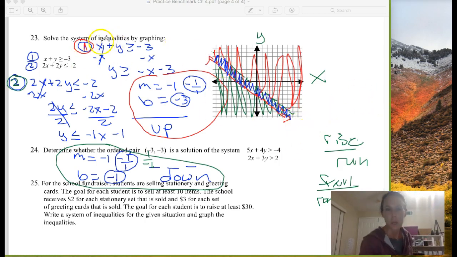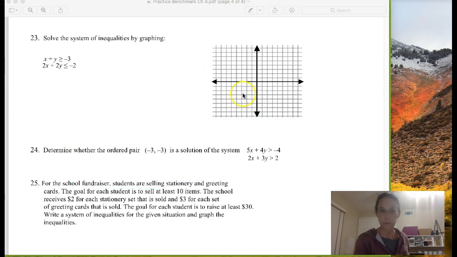So solve in slope-intercept form, decide the slope and the y-intercept, solid or dotted, up or down. Do that for the second one, put it in slope-intercept form. Careful if you have to flip. Find your y-intercept and your slope. Do dotted or solid, shade up or down. Once you shade them, the point where they cross is your solution. On to the next one.